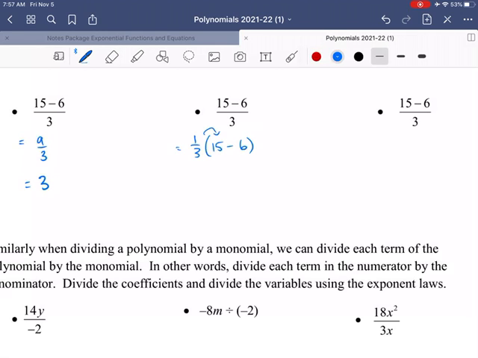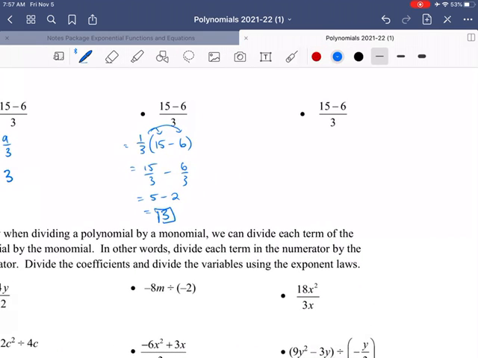And if we distribute, we get 15 over 3. And we get a negative 6 over 3. And this will simplify to 5, take away 2, leaves us with 3 again. And the last one, we can divide each part. Remember to include the negative. So 15 divided by 3 and 6 divided by 3. So 5, take away 2, gives us 3 yet again.